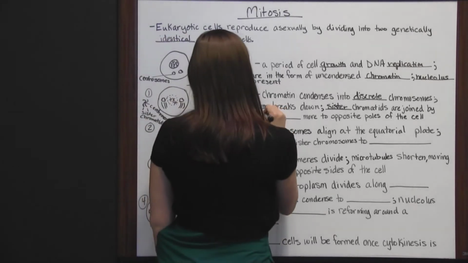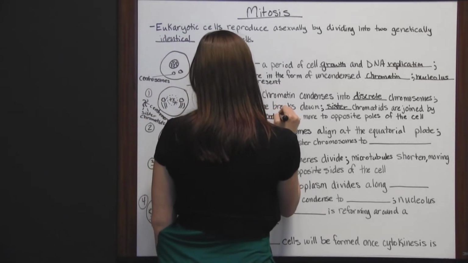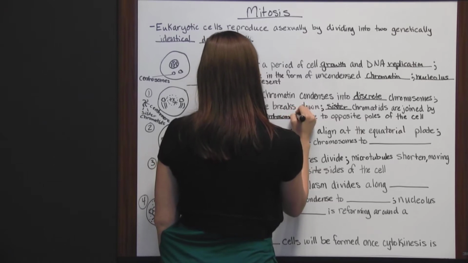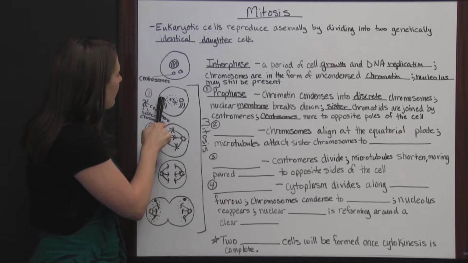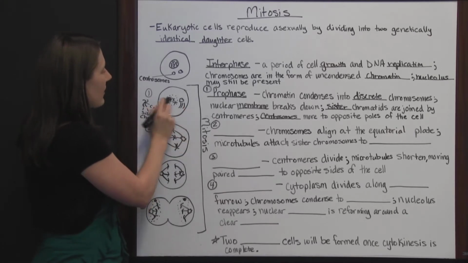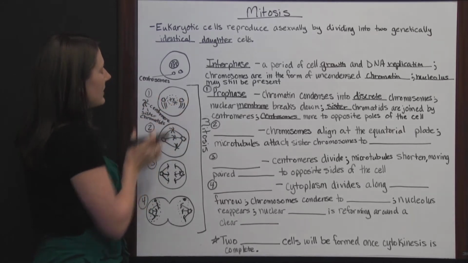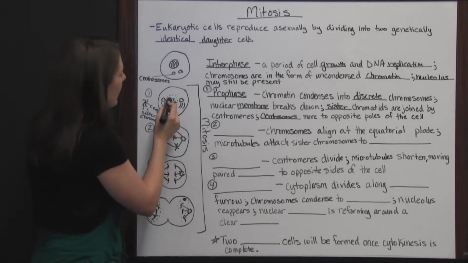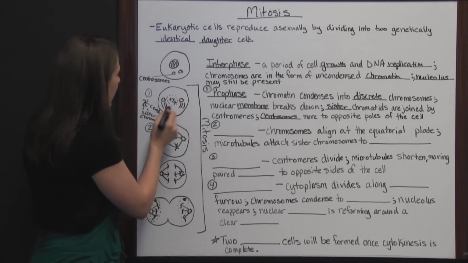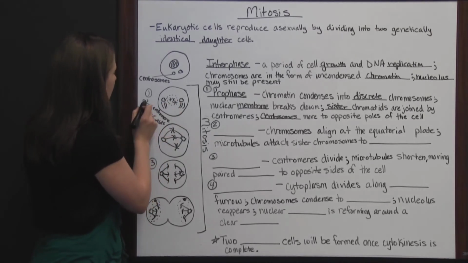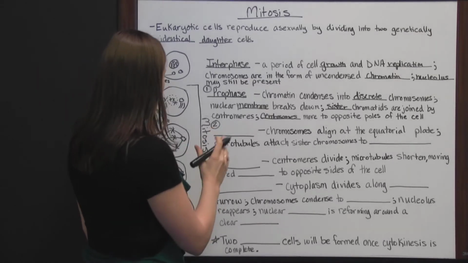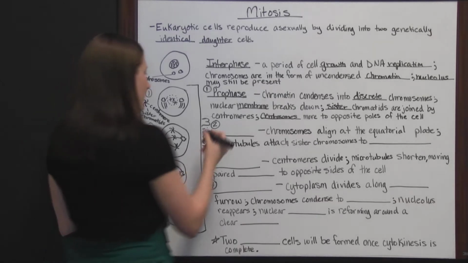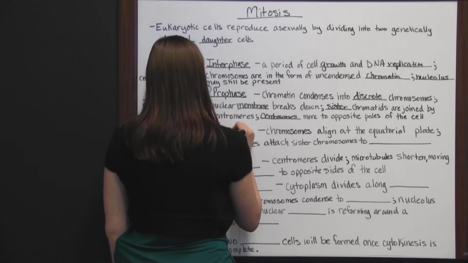The centrosomes are going to move to opposite poles of the cell. So remember, we just kind of had them in the cell here. Now they've moved to opposite sides of the cell, so they're opposite each other and they're kind of equally spaced in the cell. The chromosomes have paired up to form sister chromatids connected by a centromere. And now we're ready to move on to our next phase, which is metaphase.